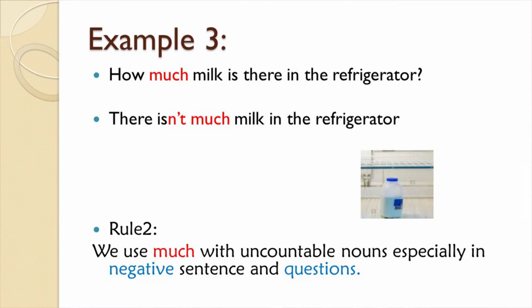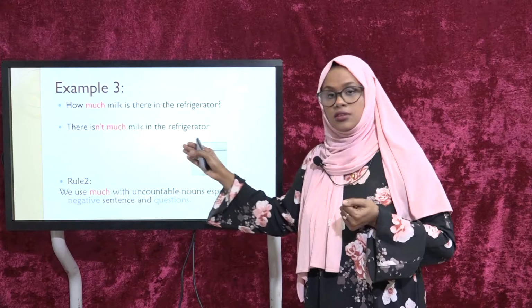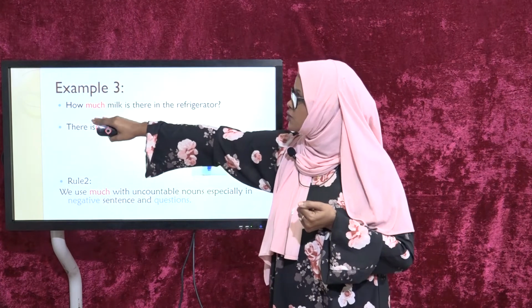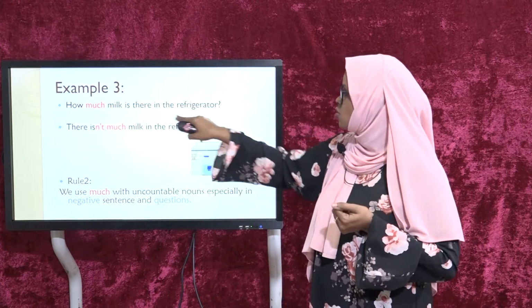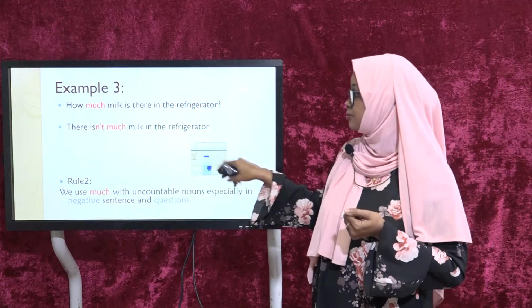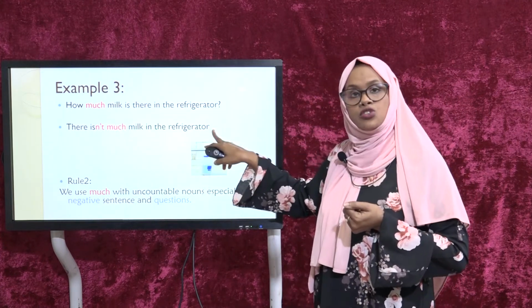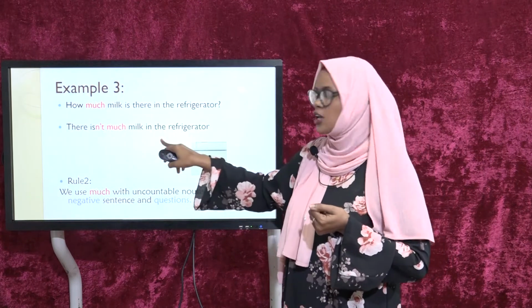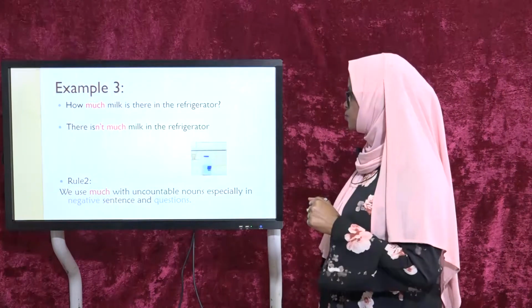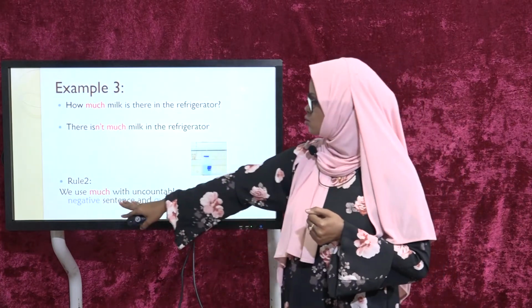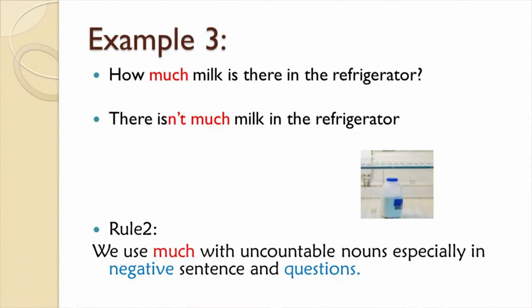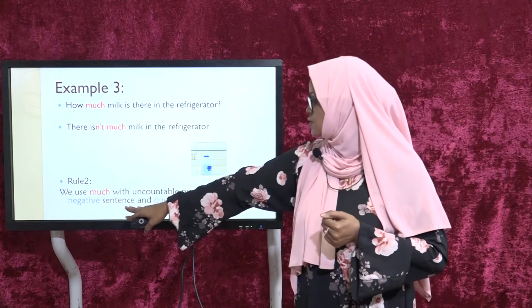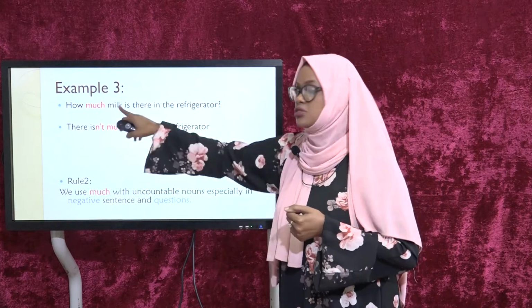On the other hand, much is used for uncountable nouns. Let's look at the first sentence. How much milk is there in the refrigerator? There isn't much milk in the refrigerator. Let's take a look at the structure of this sentence. We have a question. How about the second one? We have a negative form, a negative sentence. So we use much with uncountable nouns, unlike many, but especially in negative sentences and questions.